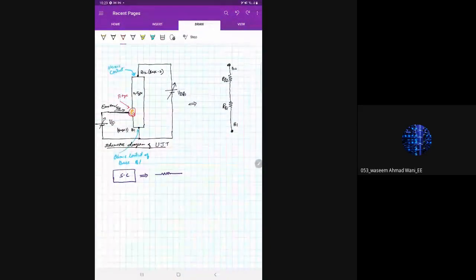Now see the conductivity in this portion will be G1. G1 will be equal to 1 by resistance. This is the conductance. So G1 will be equal to 1 by RB1. Similarly, G2 here will be equal to 1 divided by RB2.